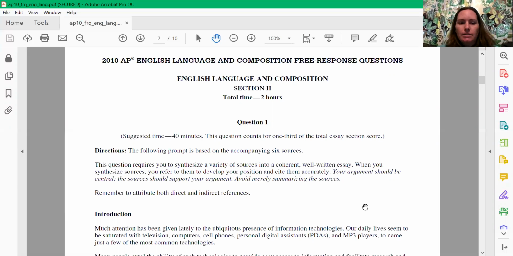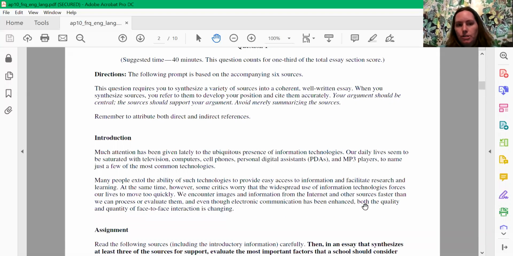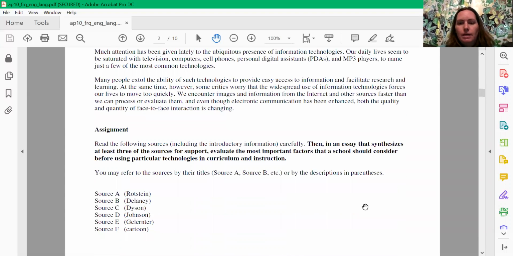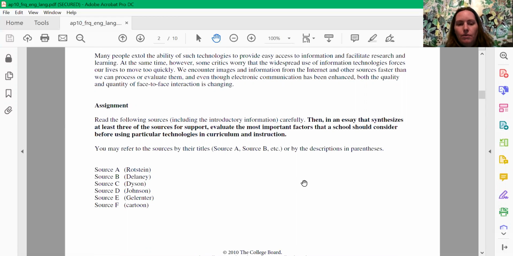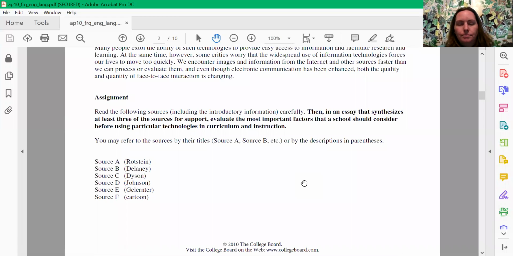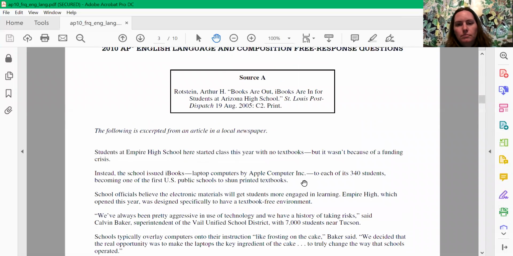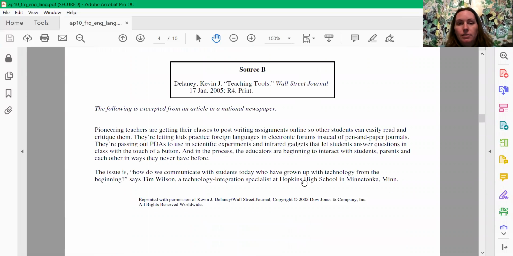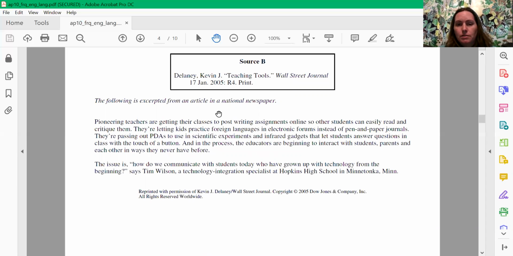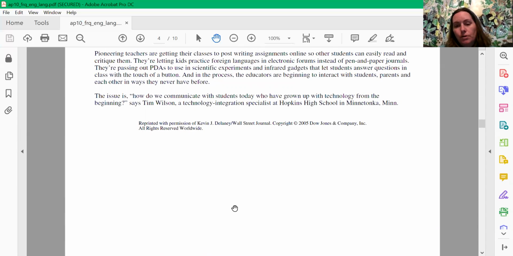Okay, so this first one is synthesis. It gives you a bunch of directions here, and it tells you what the assignment is. It's really an argument, and you're using multiple sources here. So you're going to see right over here, these sources: Source A, B, C, D, E, and F. Those are what you're going to use. You have to use at least 3 of them, and you'll see there are different lengths and different types of sources. I mean, look how short this one is. They shouldn't take you too long to work through.